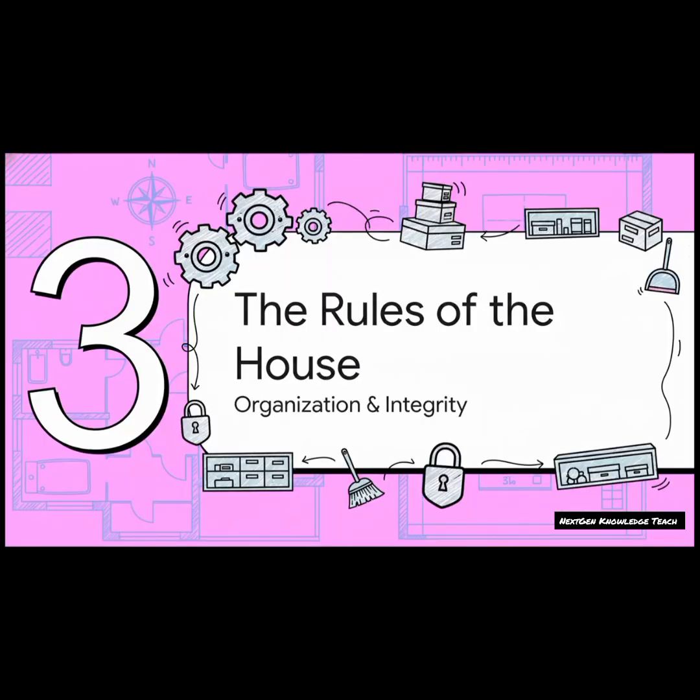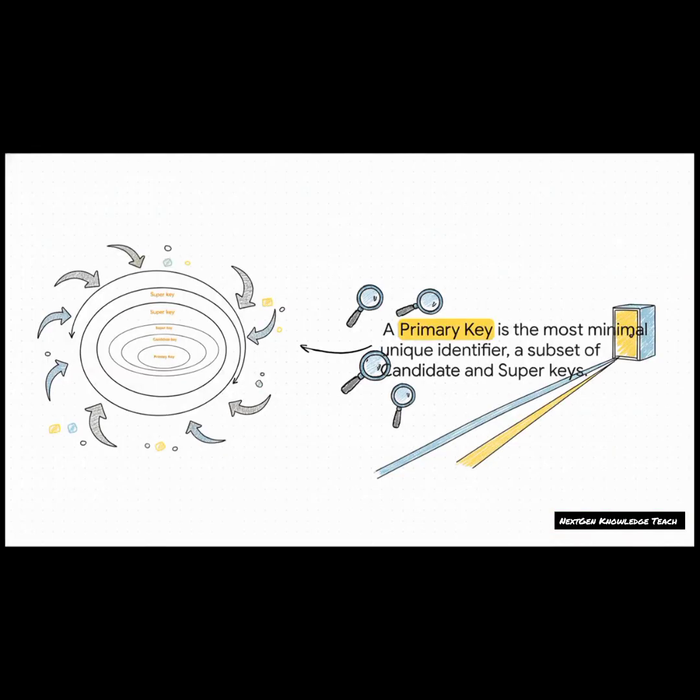All right, so the blueprint is done. We know what our rooms look like. But a house is more than just walls and doors. To actually live in it without it becoming a total disaster, we need some house rules. We need a system for organization to keep everything clean and reliable. And this image is a perfect way to think about those unique addresses we mentioned. Right in the center, you have the primary key. That's like the simple street address, 123 Main Street. It's the most direct way to find that one specific room.